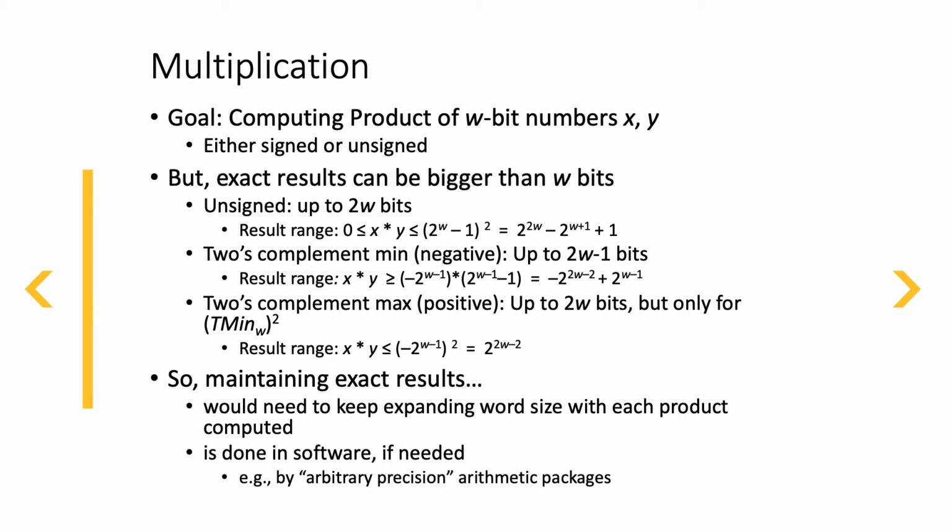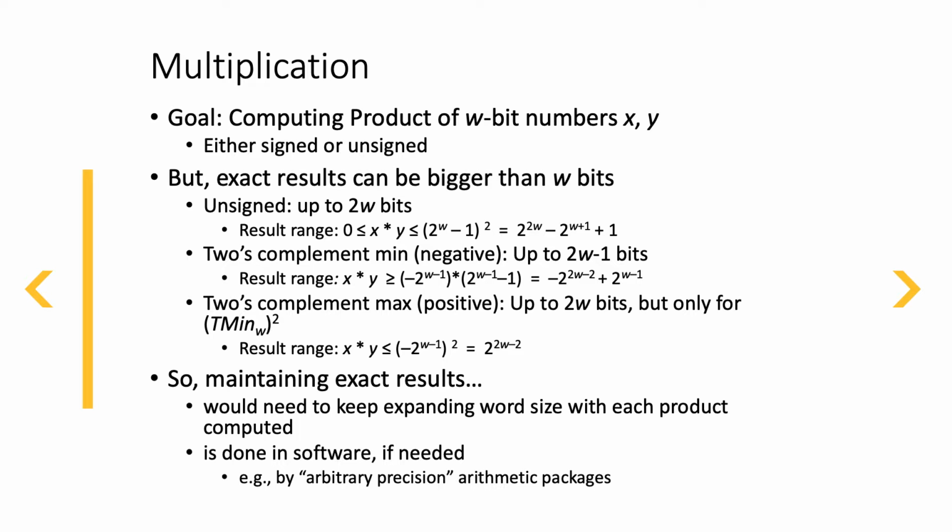And for 2's complement maximum, if we actually took Tmin and squared it, is the only time we'll run into this, but that can take 2 times w bits as well. So the takeaway is for both 2's complement and unsigned, you might need twice as many bits to represent a product as you do to represent the two numbers that you're multiplying together.